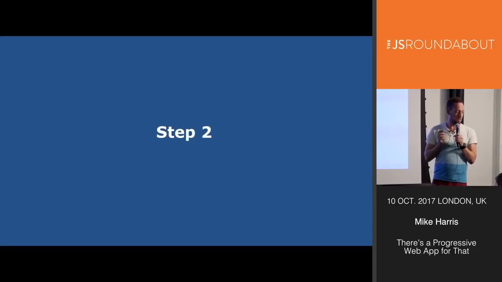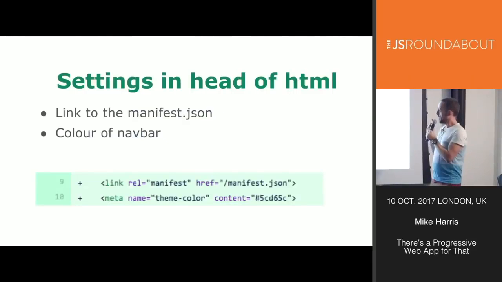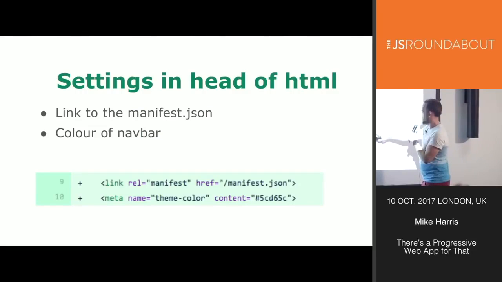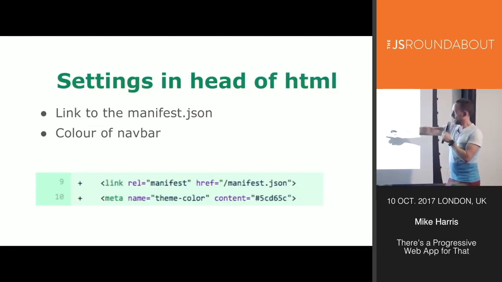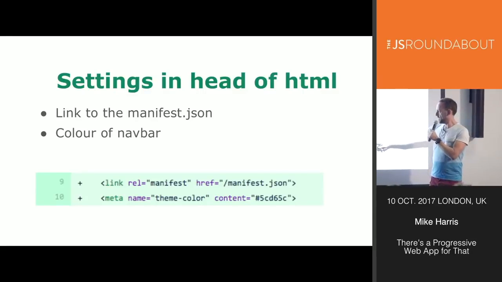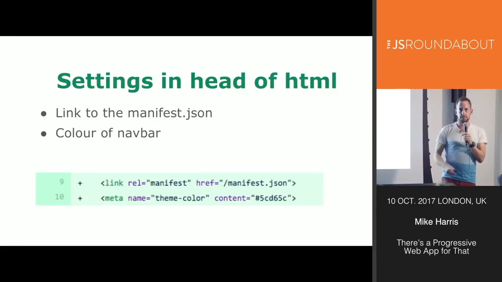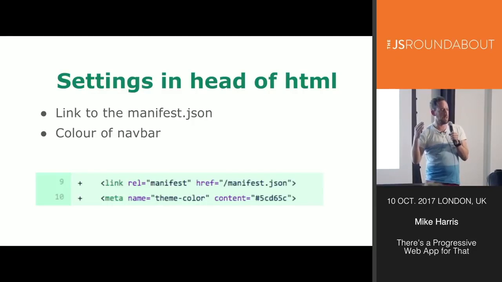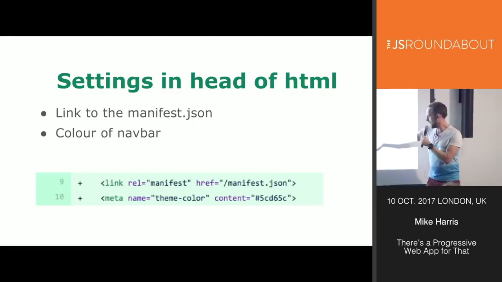Step 2, no JavaScript here. But we want to link to the manifest.json in the head of your HTML. So it's just a link with a manifest tag there. The other part that you put in the head of the HTML is a theme color. So you saw my app, it was white with a bunch of green there. This is, for anyone who knows the hex, that's kind of green.